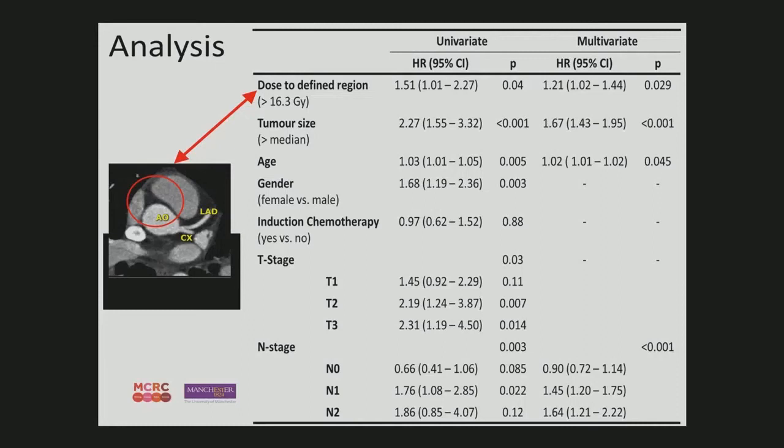So tumor size is incredibly significant. It's a very important predictor of survival, but actually the dose to that bit of the heart is as well, and the dose to the whole heart isn't. So that strengthens a little bit. And of course, age makes a difference, and tumor stage makes a difference. So there are other variables that affect the outcome. You'd have to do it multivariate, otherwise you're fooling yourself. So if you ever see a data analysis where tumor size is not included, then it's bad.